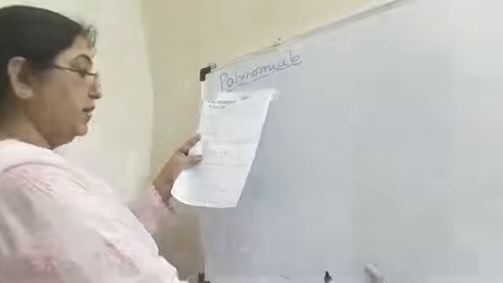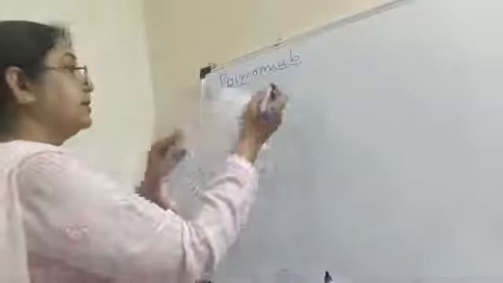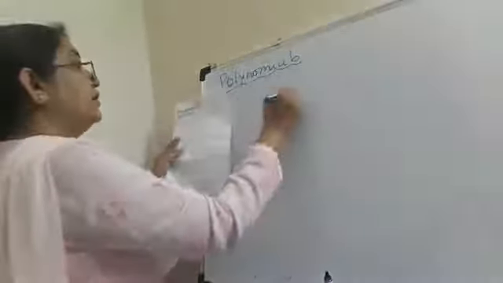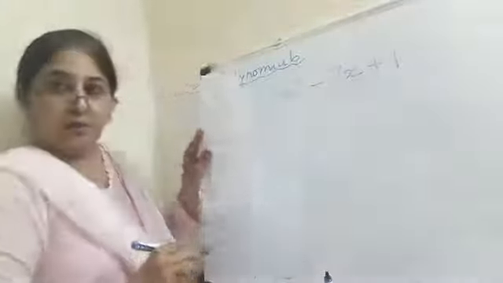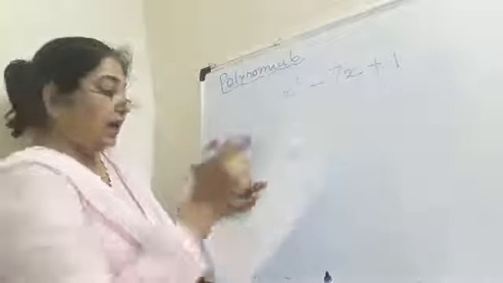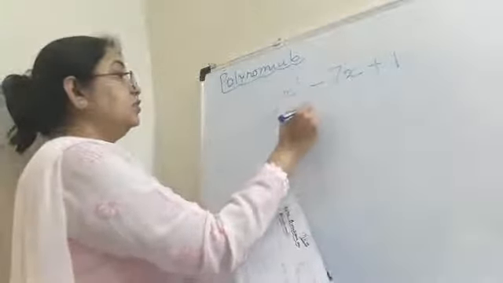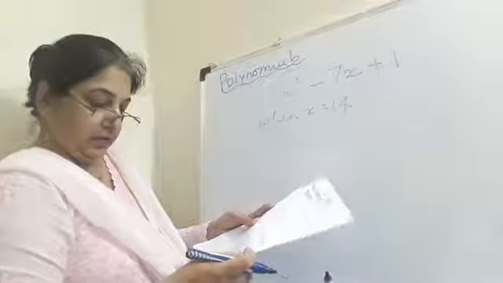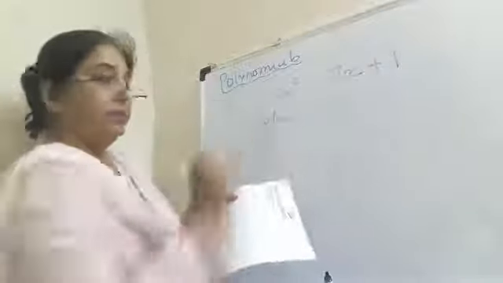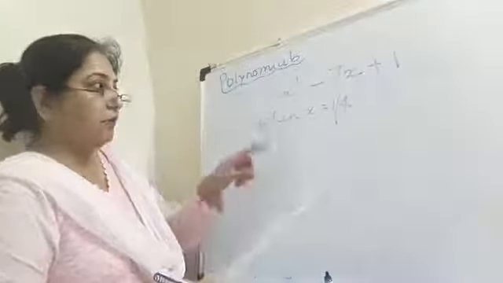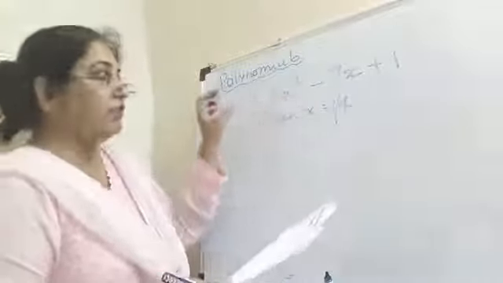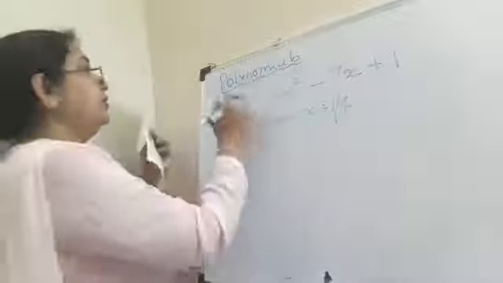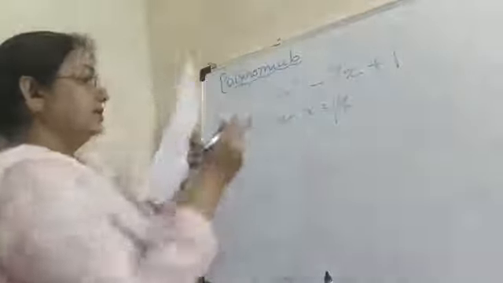The polynomial is 12x square. This is question number 6. 12x square minus 7x plus 1. Okay, this is a polynomial given to you, and you have x equal to 1 by 4. We will substitute x is equal to 1 by 4 in this polynomial and find the value of this. So they are asking you to evaluate and find this value.